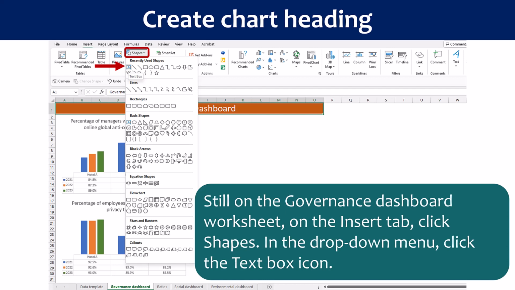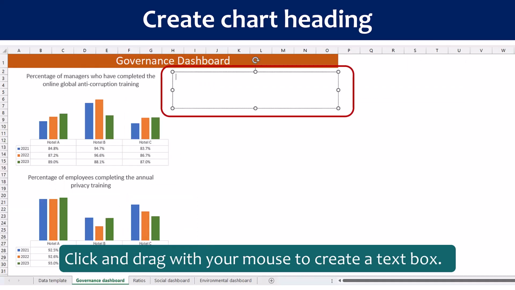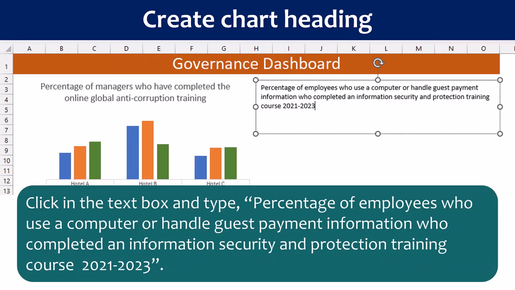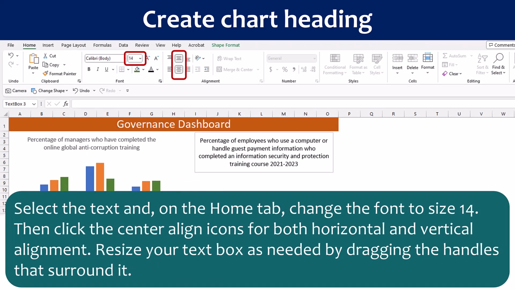Still on the Governance Dashboard worksheet, on the Insert tab, click Shapes. In the drop-down menu, click the text box icon. Click and drag with your mouse to create a text box. Click in the text box and type percentage of employees who use a computer or handle guest payment information who completed an Information Security and Protection Training Course 2021 to 2023. Select the text and on the Home tab, change the font to size 14. Then click the center align icons for both horizontal and vertical alignment. Resize your text box as needed by dragging the handles that surround it.